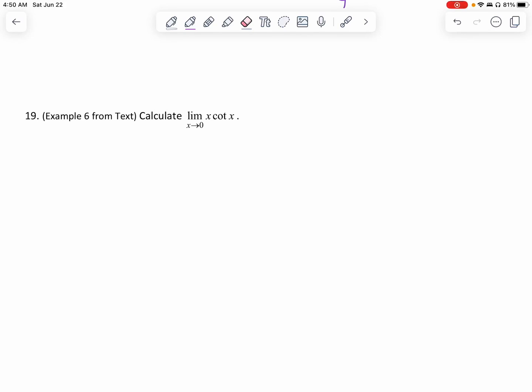To get the limit as x goes to 0 of x times cotangent x, if I want to first do a substitution, I can't, because cotangent is undefined at x equals 0. So I won't be able to do that. So I'll need to do a little manipulation first.